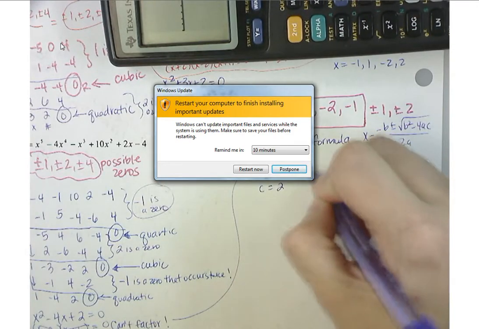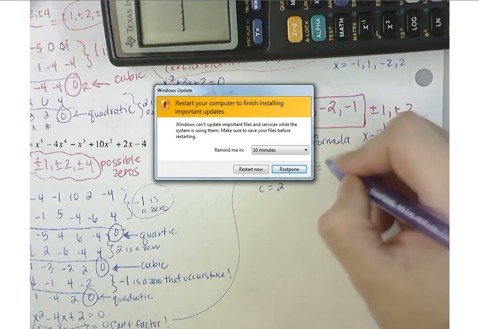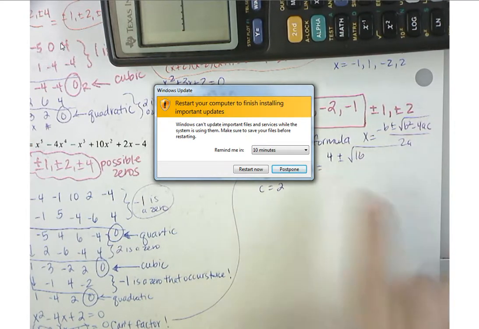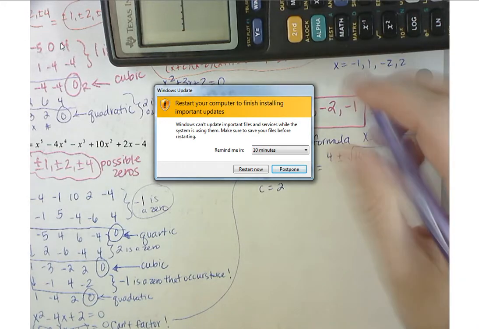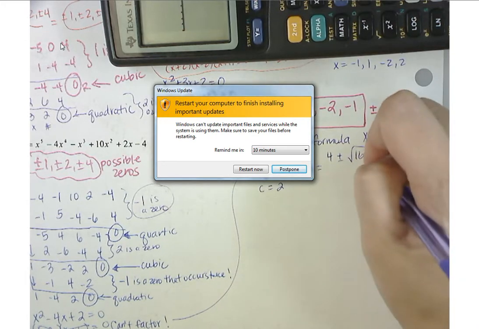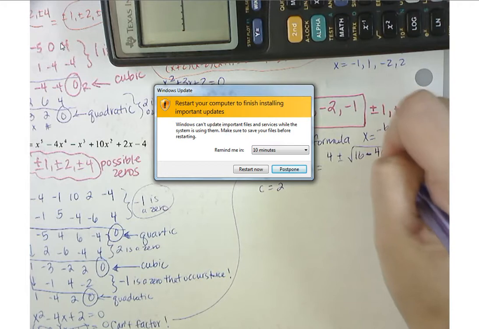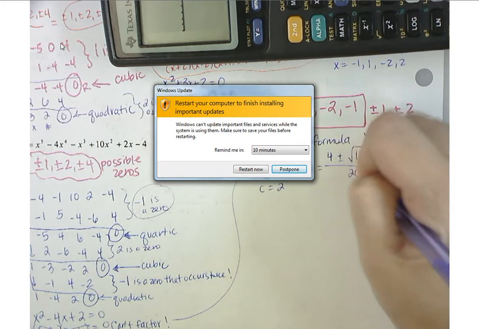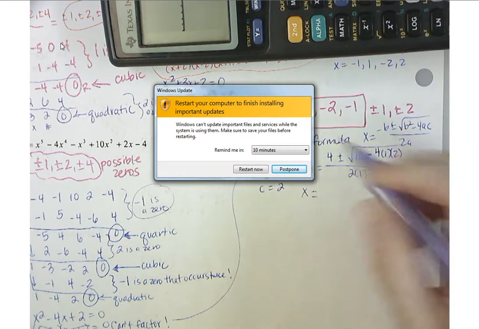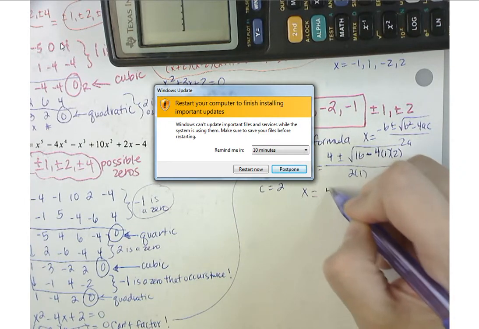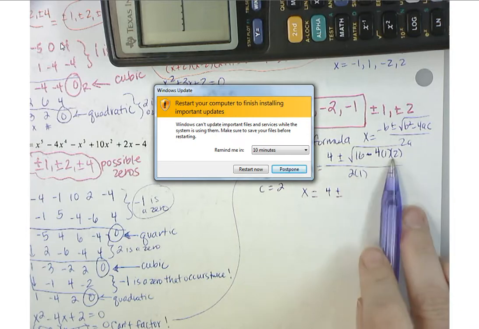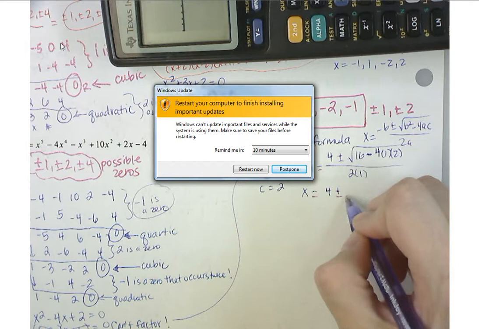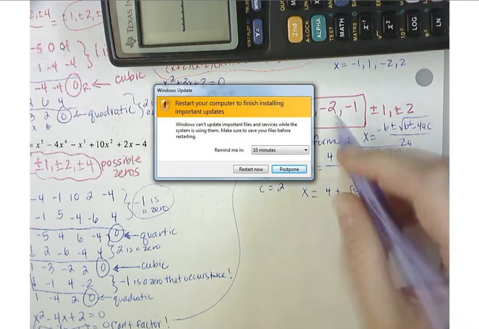So x equals the opposite of b, so 4. B squared is 16. I always do that part in my head just so I can deal with less evaluating later. And then minus 4ac, and then 2 times a, 2 times 1. So you have 4 plus or minus, 4 times 2 is 8. So this is 16 minus 8, which is going to give me square root of 8 here.